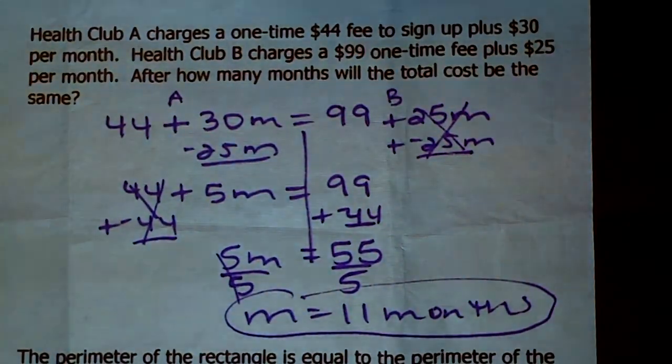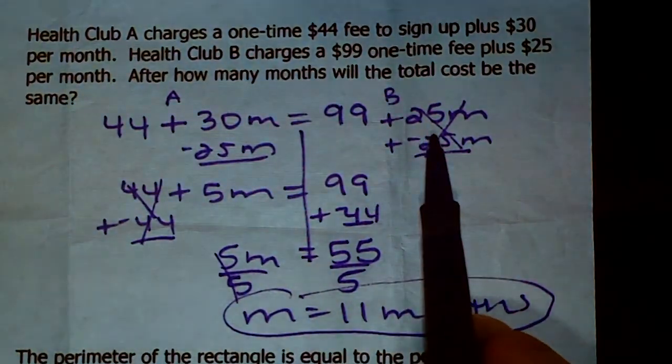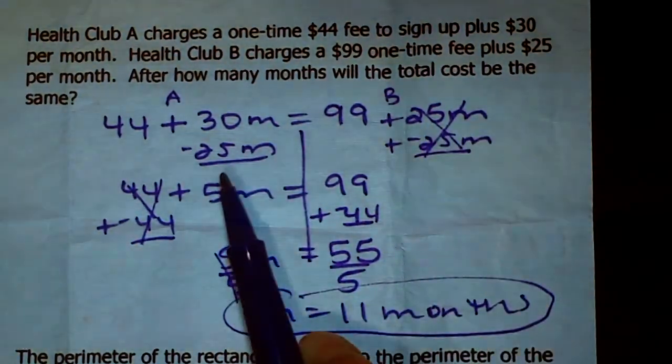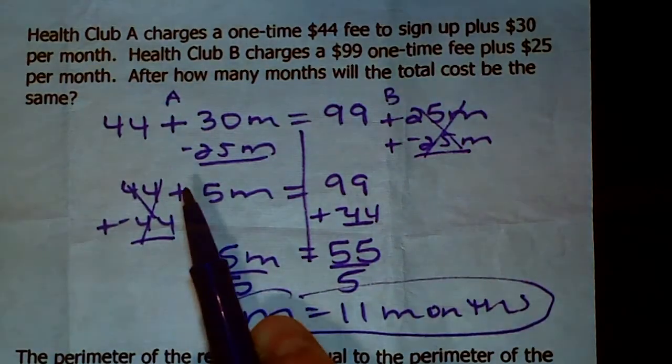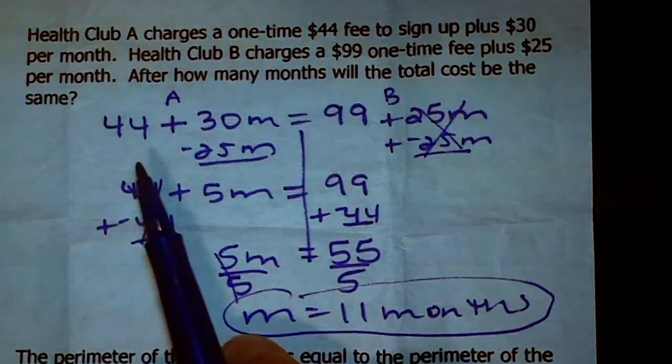So if you were going to make a decision, you would want to figure out how long you plan on having a membership for. Do you plan on having a membership for more than 11 months? Because if you do, you'd want to go to the one where you only pay $25 a month instead of the $30. If you plan on going to this workout health club for less than 11 months, you might just want to go with this because there's a lower one-time fee.